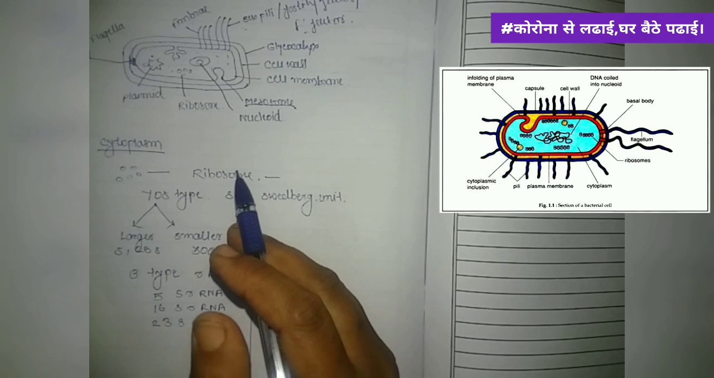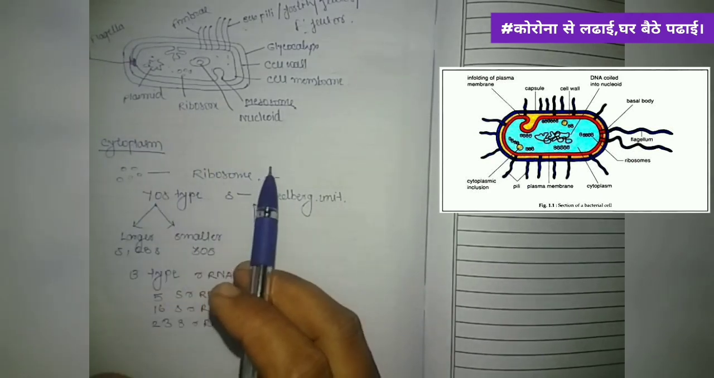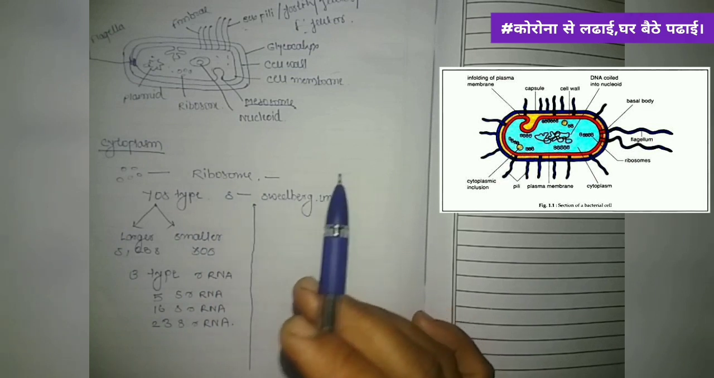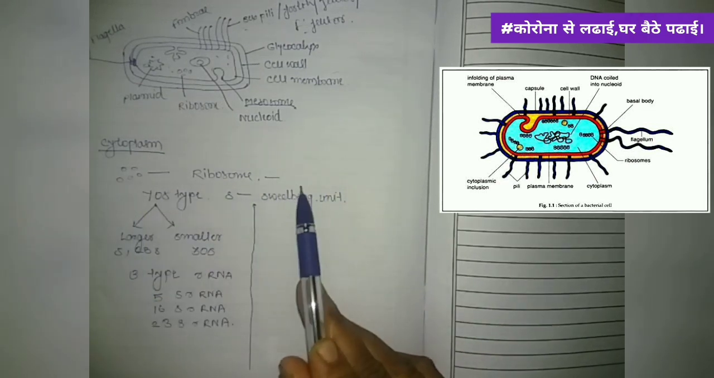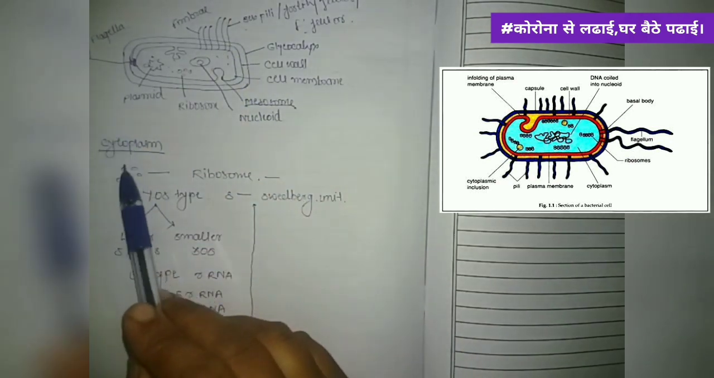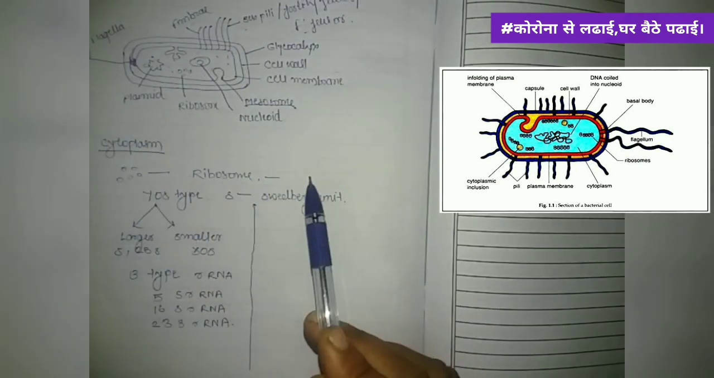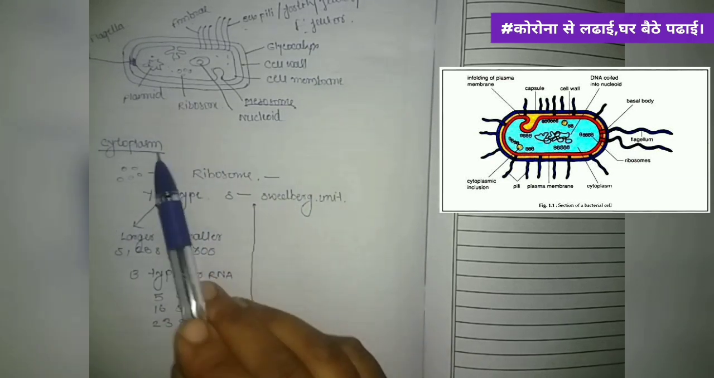This sex pili forms the conjugation bridge, and through this bridge it transfers the genetic material from one bacteria to another bacteria.